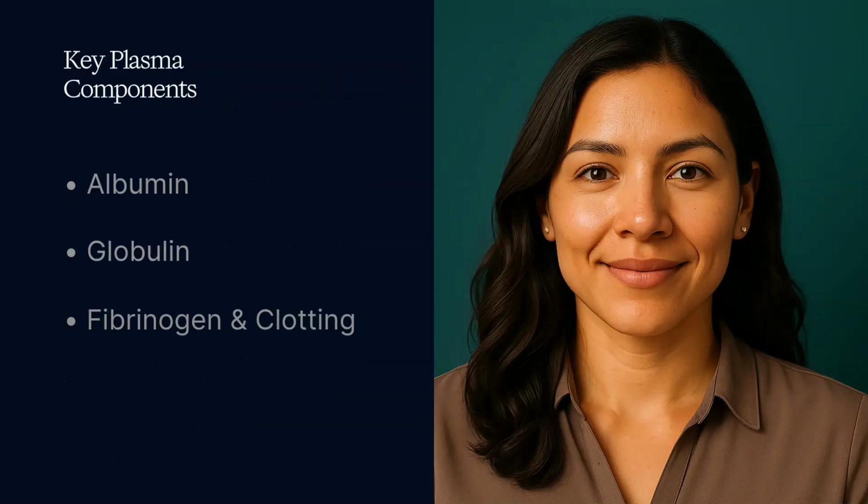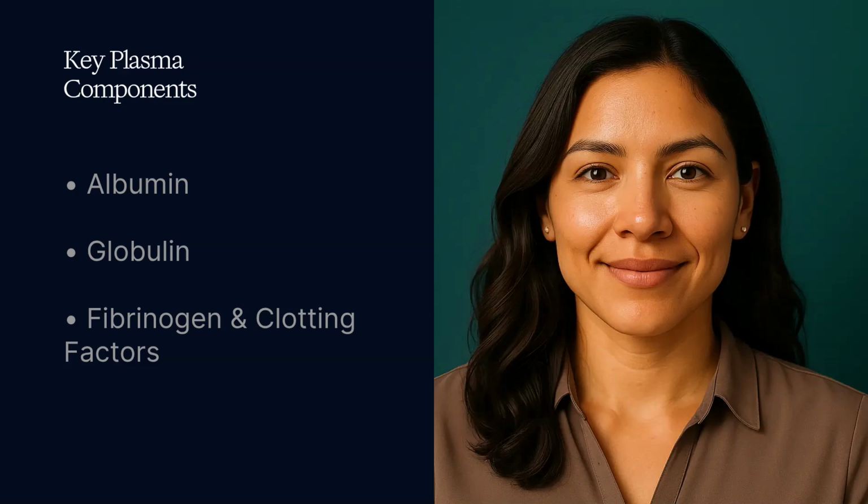Let's look closer at what's floating around in that plasma. Since the plasma is about 90% water, it acts as the perfect solvent, allowing substances to dissolve and move throughout the body. The ions like sodium, potassium, and chloride are critical for maintaining fluid balance and nerve function. Proteins are the workhorses of the plasma. We need to remember 3 key types. Albumin is huge for maintaining osmotic pressure. Think of it as a sponge that keeps fluid inside the blood vessels.